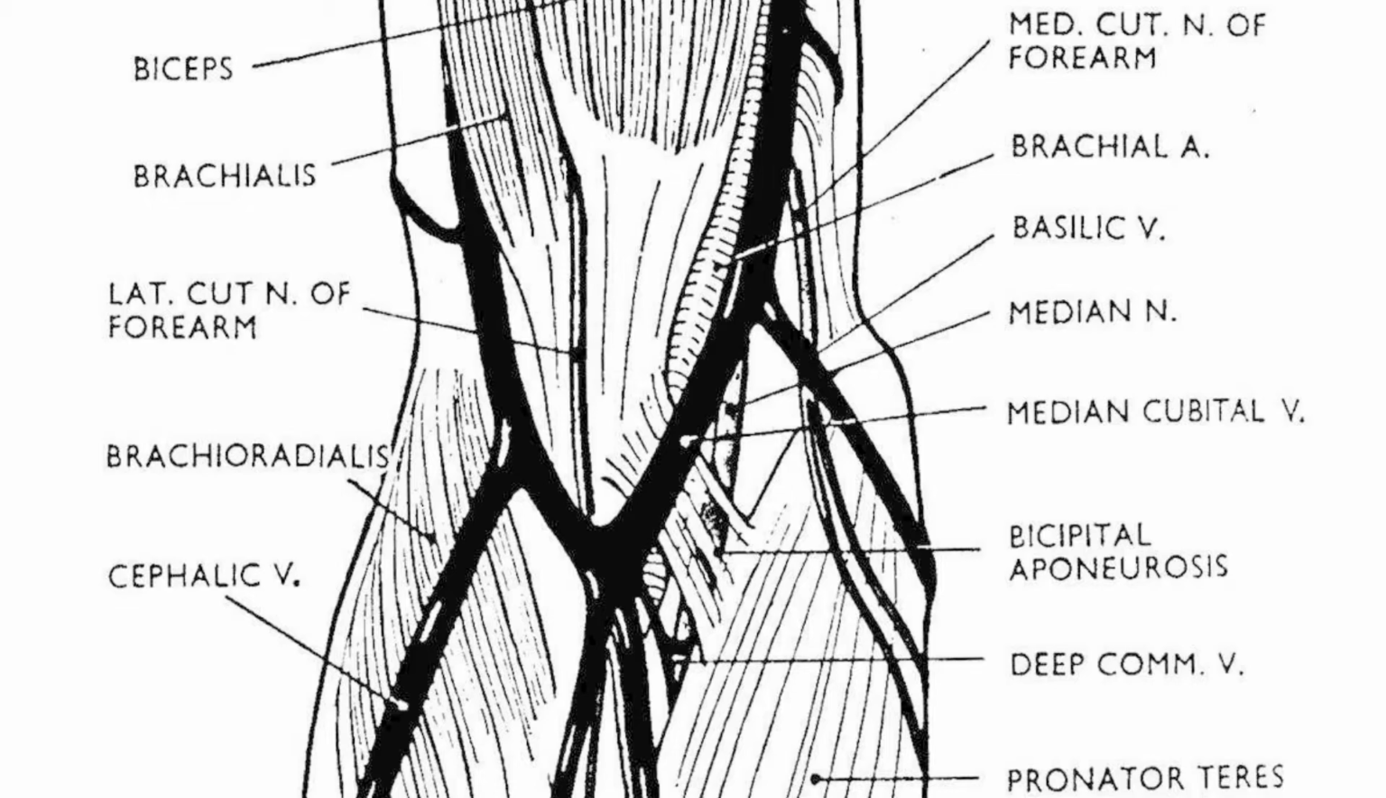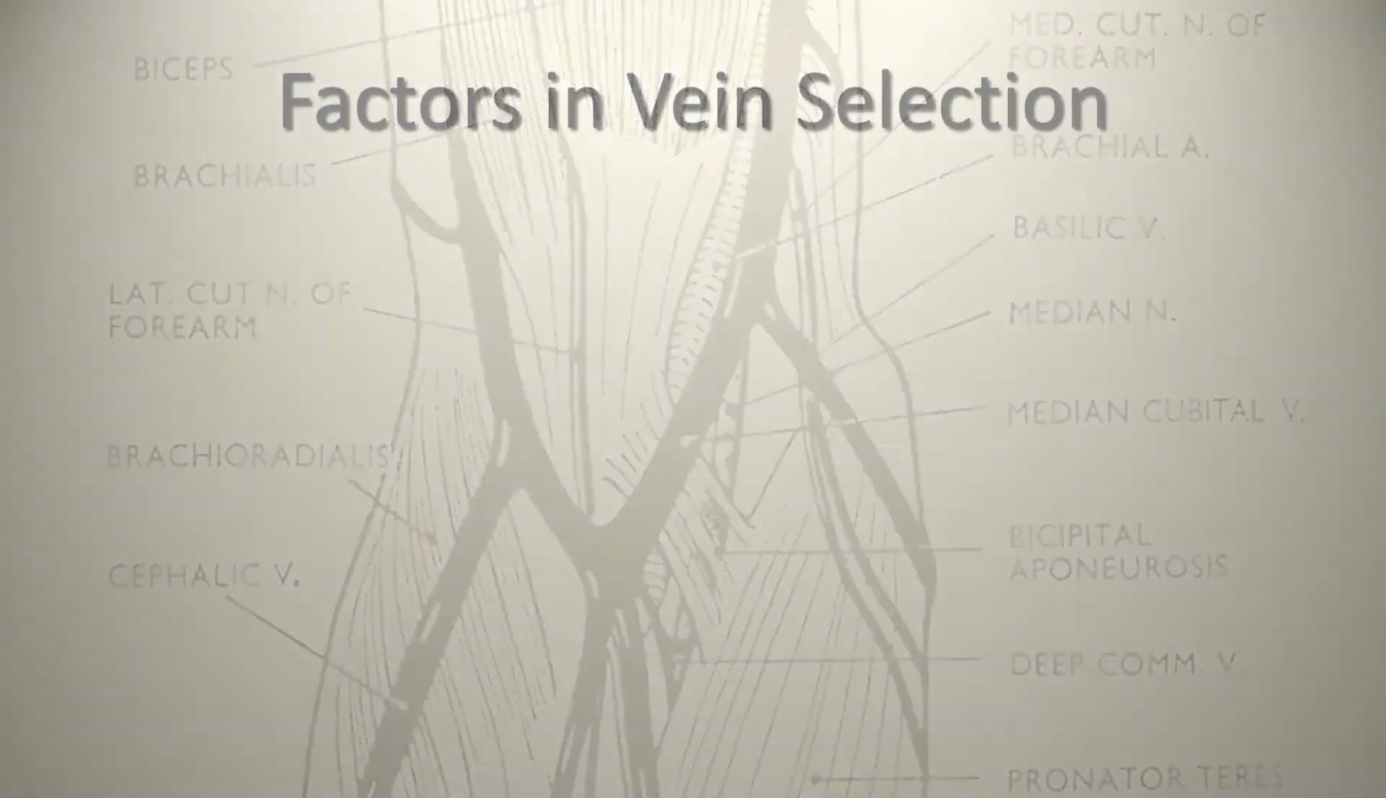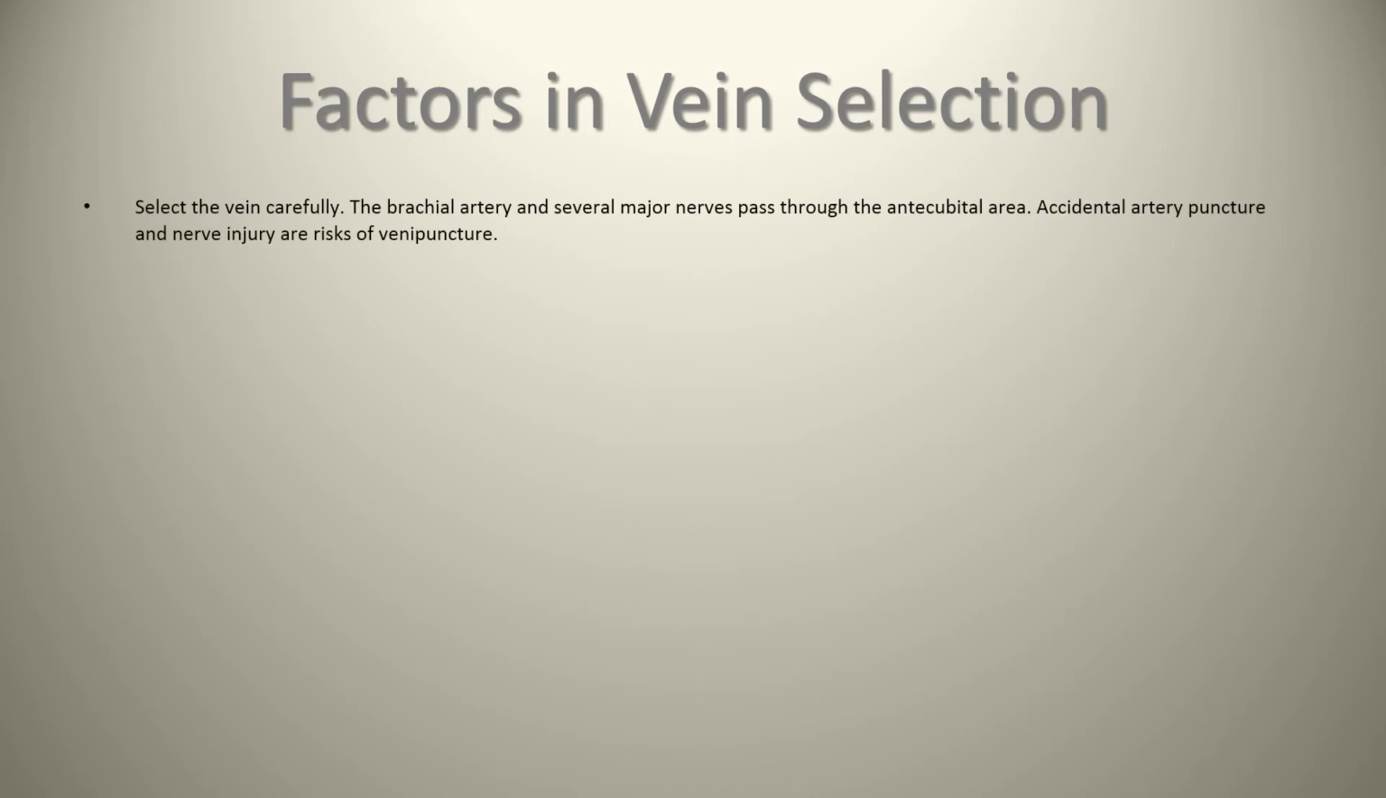Factors in vein selection. Select the vein carefully. The brachial artery and several major nerves pass through the antecubital area. Accidental artery puncture and nerve injury are risks of venipuncture. Prioritizing veins can minimize the potential for accidental arterial puncture and nerve involvement.